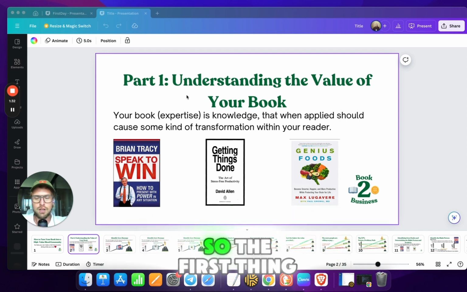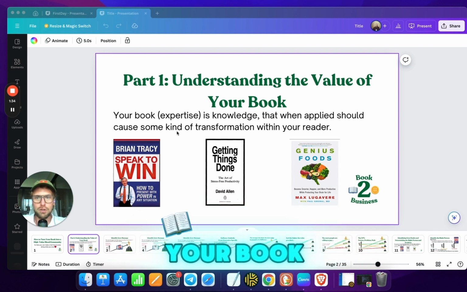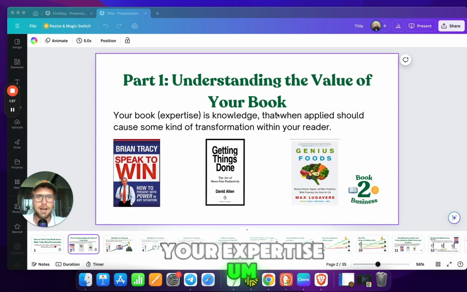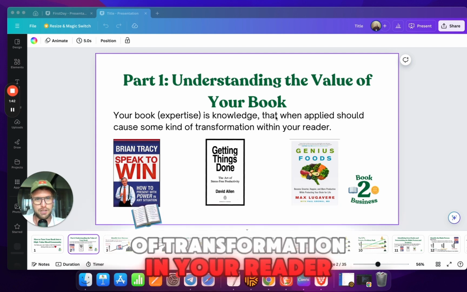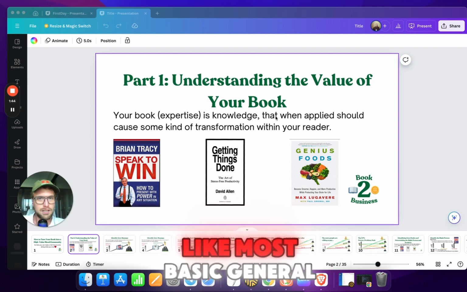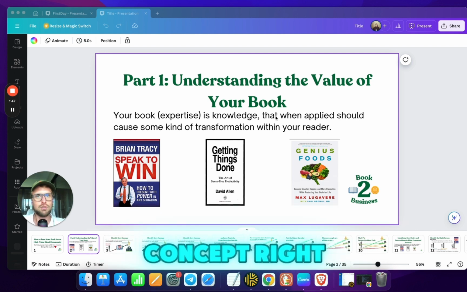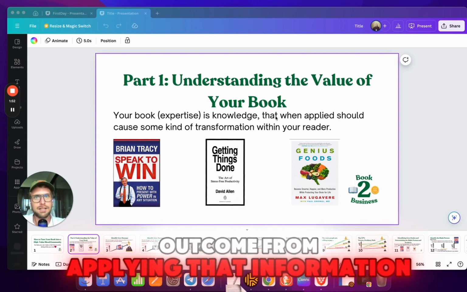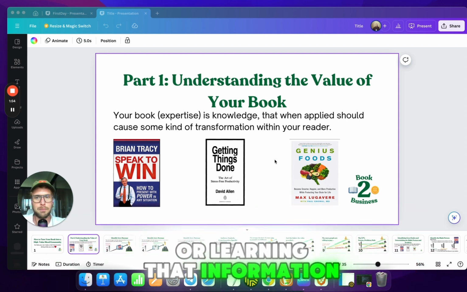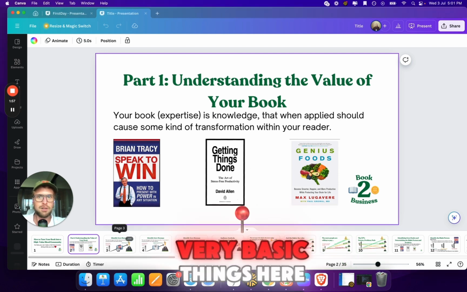Okay, so the first thing to understand is that your book, your expertise, is knowledge that when applied should make some kind of transformation in your reader. That is the first, most basic general concept, right? You wrote the book so that they read something and they get an outcome from applying that information or learning that information. And so very, very basic things here to start.